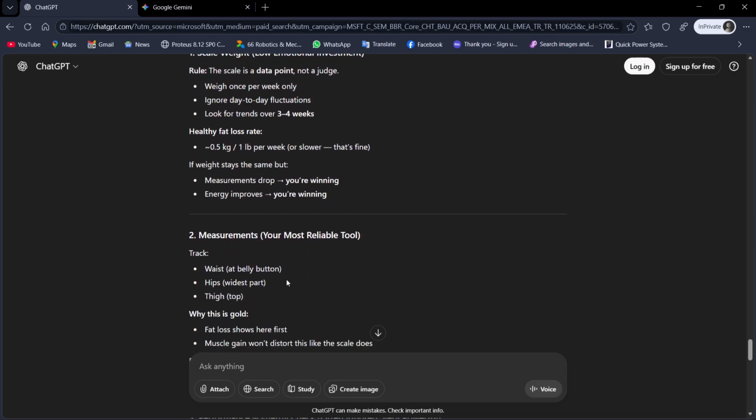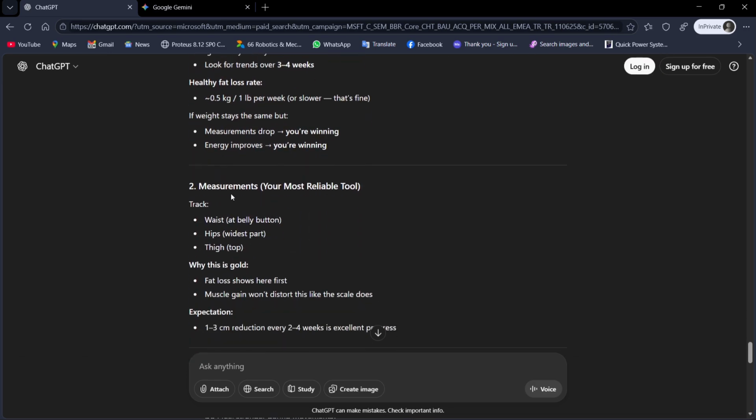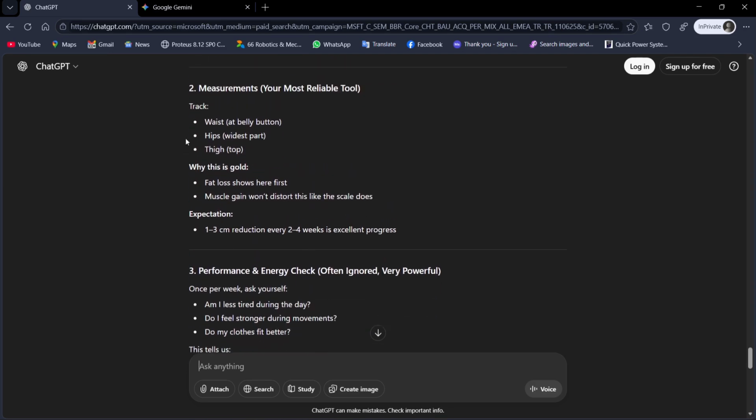Energy improves, you're winning. Measurements: your most reliable tool. Track waist at the belly point, hips at the widest point, thighs at the top. Why is this good? Fat loss shows here first. Muscle gain won't distort this like the scale does, which is a great explanation.